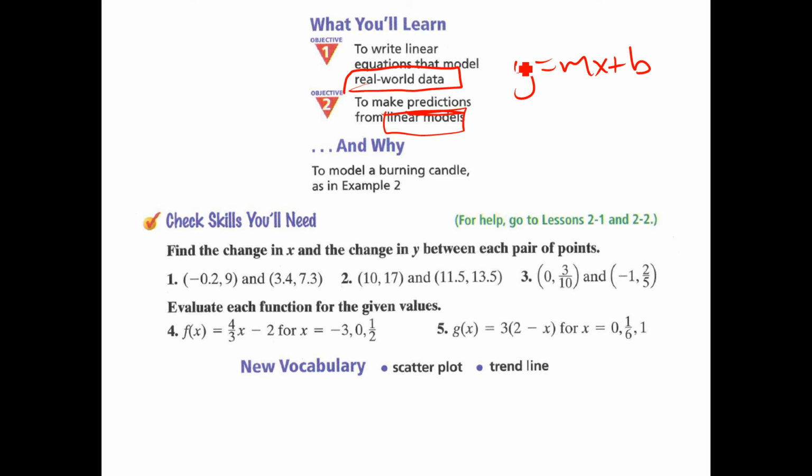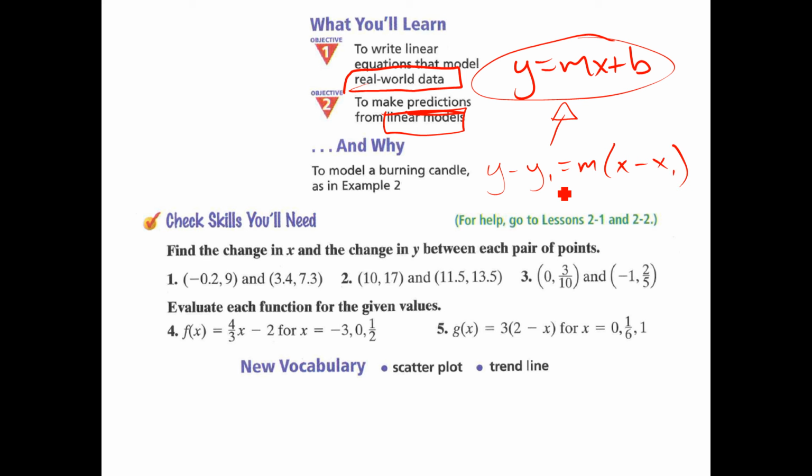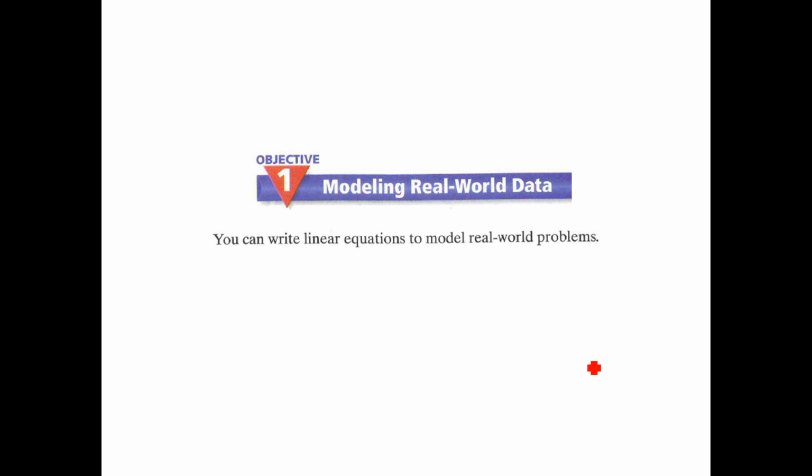So remember, a linear model is just something that makes a line. So an equation that makes a line could be y equals mx plus b, could be y minus y1 equals m times x minus x1. Do we remember what that one's called? If you said point slope, good job. Just a reminder, skills check. Make sure you try those. And then two new vocab phrases, scatterplot and trend line. We'll jump into those in just a few minutes.